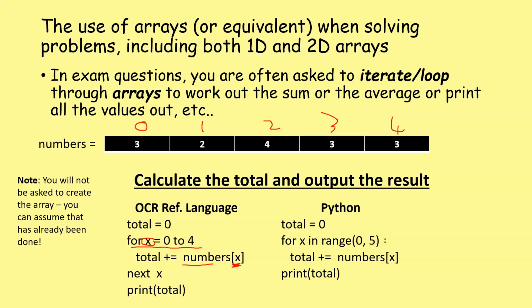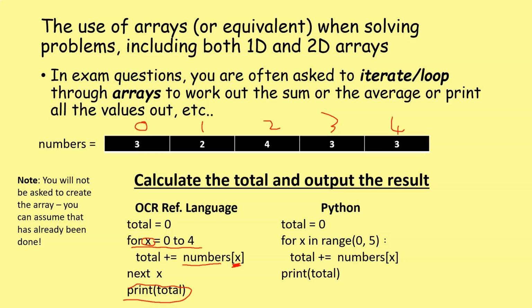So it's the name of the array plus the loop counter, and that means you'll transfer each value into total. Next x, because that's just how you do it in OCR reference language, and then outside of the loop, I print the total. Python is very similar.